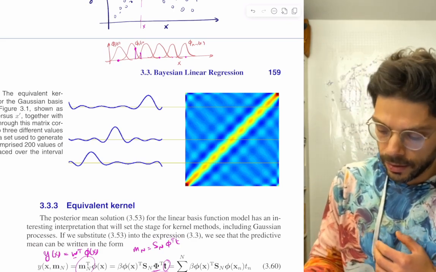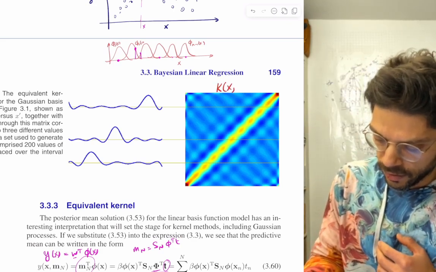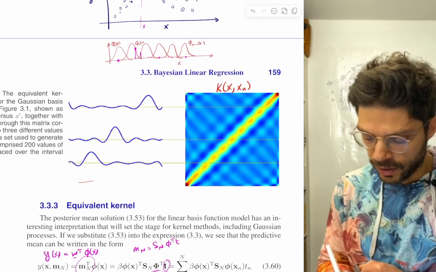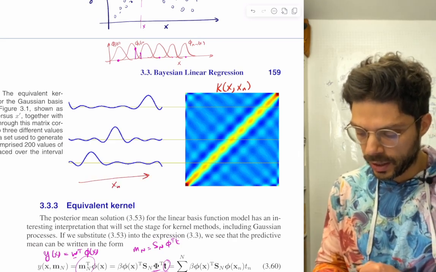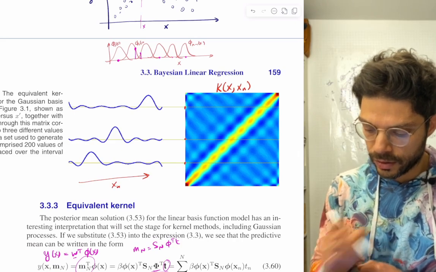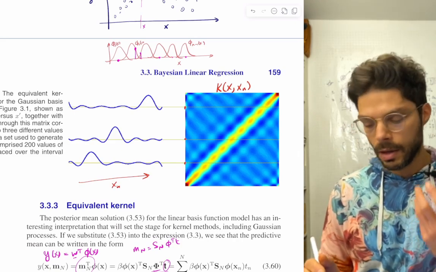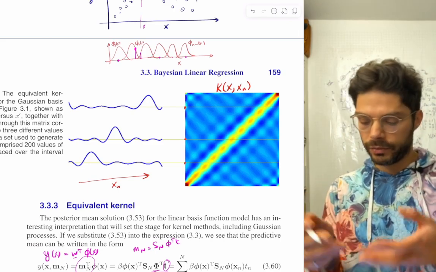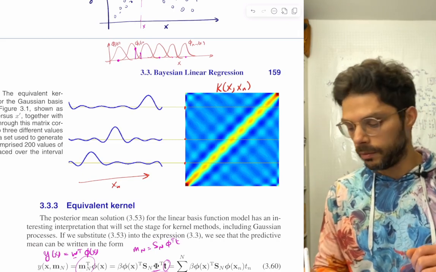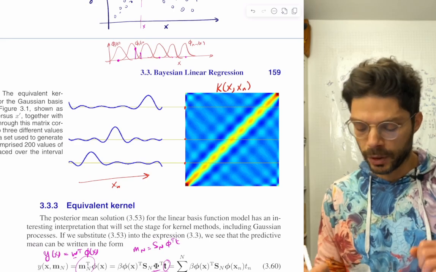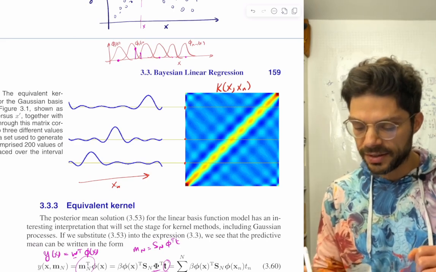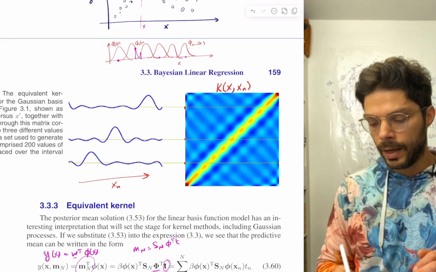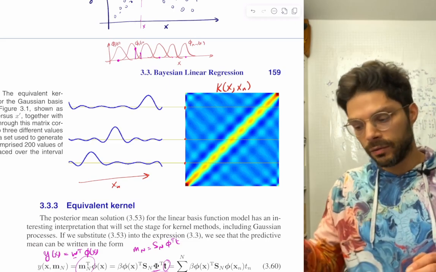So on this axis is going to be x_n, and we're going to look at 3 different values of x. We're interested in computing the prediction, in predicting the value of our function at 3 different points. And what this equivalent kernel says is it gives you a weighting of your training data as a function of its location.